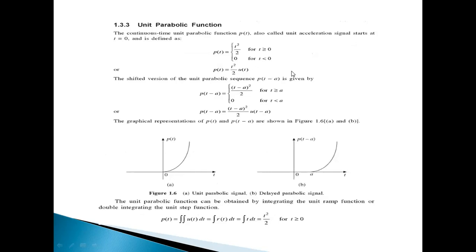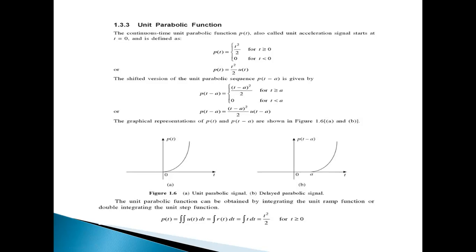Coming to the parabolic function, p of t is equal to t square by 2. I already told in the last class, in yesterday's class, R of t is equal to t into mu of t, and p of t is equal to t square by 2 into mu of t. I told the example: the rate of change of velocity is acceleration, the rate of change of displacement is velocity, and d square by dt square of x of t is nothing but acceleration.